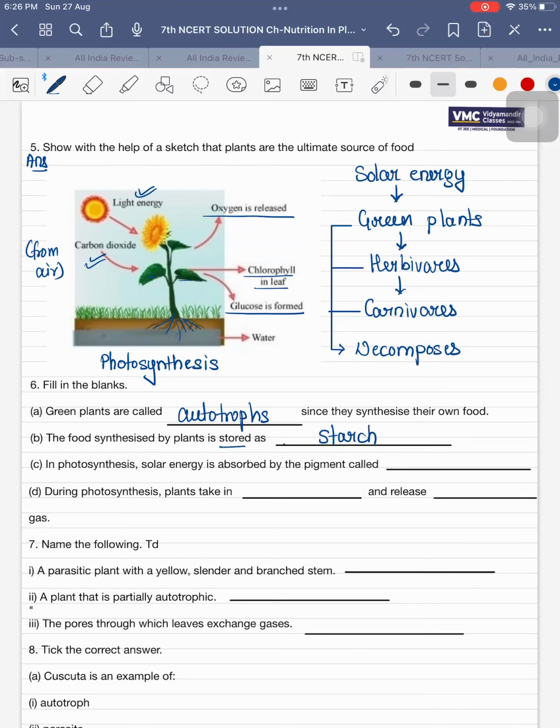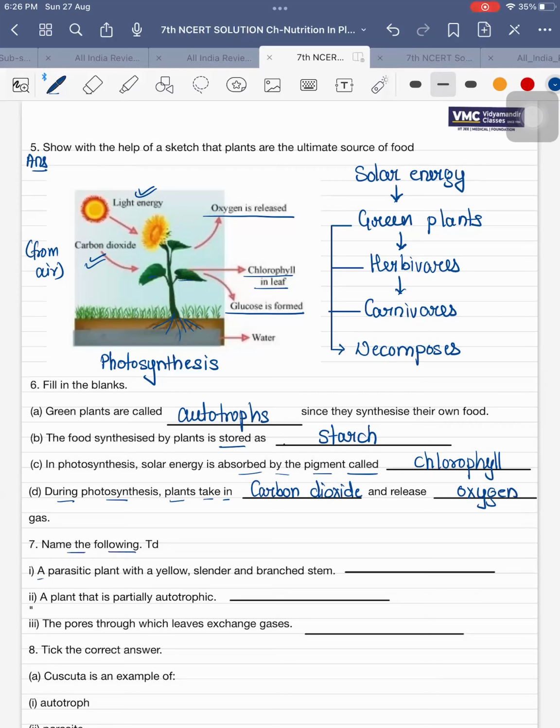In photosynthesis, solar energy is absorbed by the pigment called chlorophyll. It is a green pigment which traps the sunlight for doing the photosynthesis process. During photosynthesis, plants take in carbon dioxide and release oxygen gas. Next question, name the following.